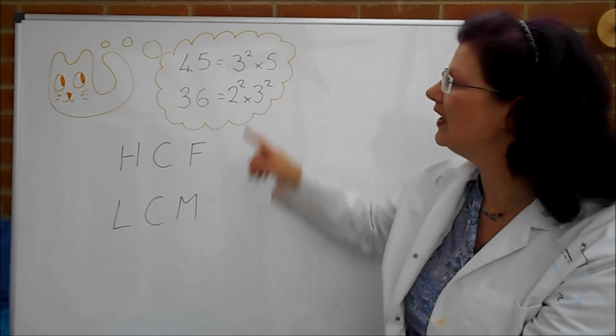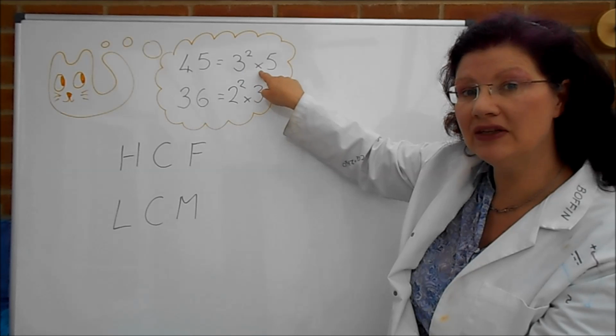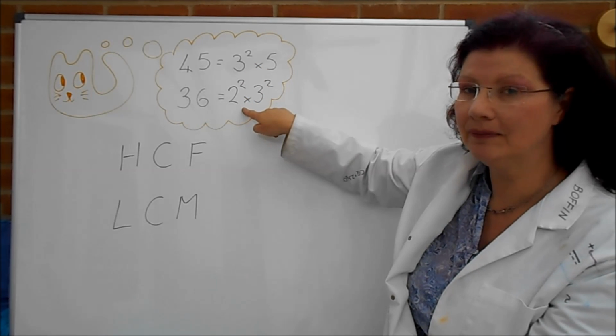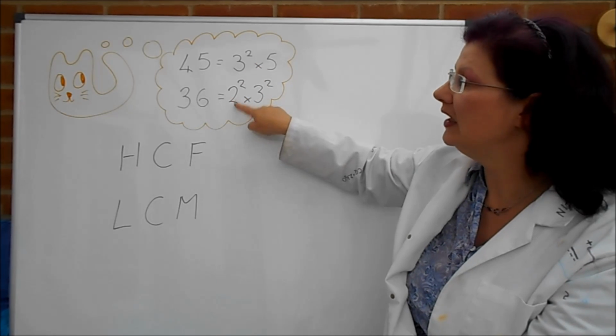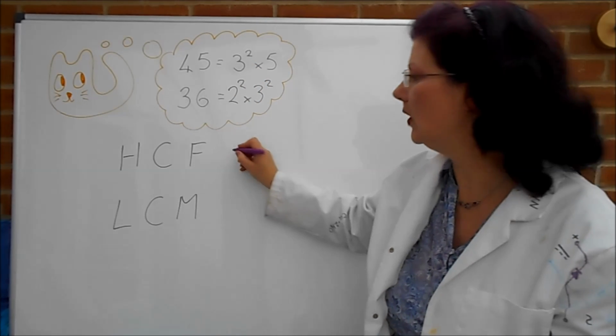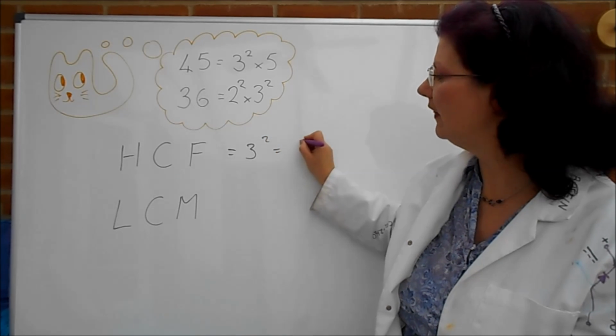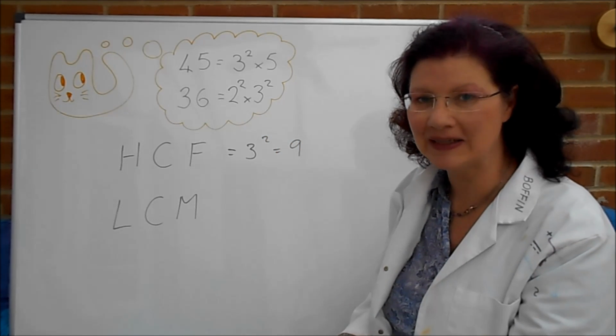Right, the highest common factor is going to be the most that's in both of those. We've got a 3 squared in there and a 5. There's no 5 in here, so you can't use the 5. Similarly, you can't use the 2's because there's no 2's in there. 3 squared is the biggest one. That's the most that's in both of them, and that's 9 for your highest common factor.